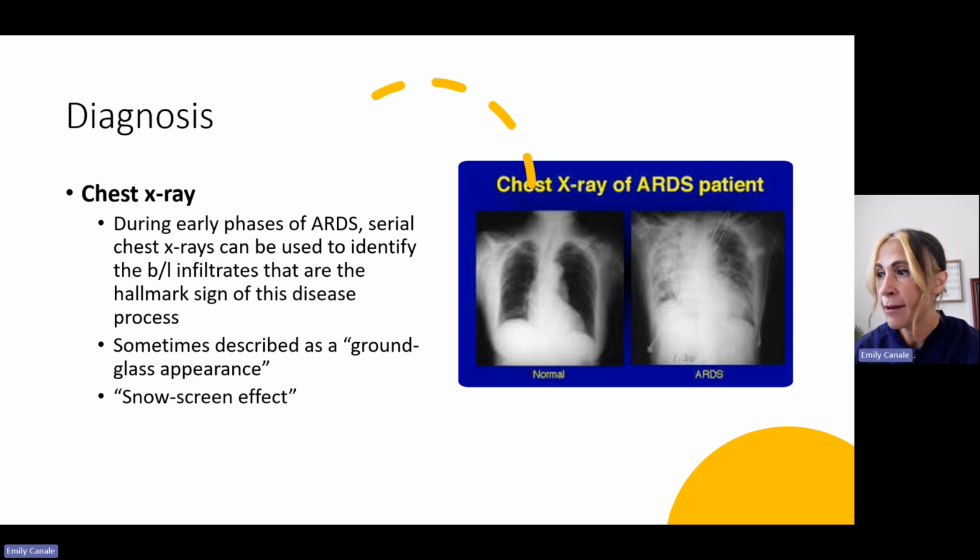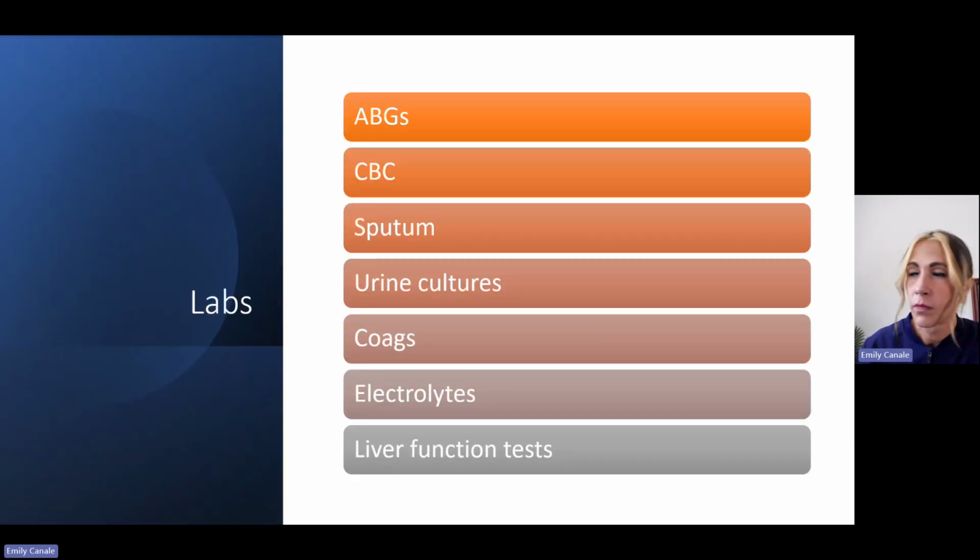This could also be described as a snow screen effect or a whiteout effect. So you can see how that looks on a chest x-ray. So we can monitor the disease progression through these serial chest x-rays. This really helps identify and it guides the treatment. So we definitely want to get those done.